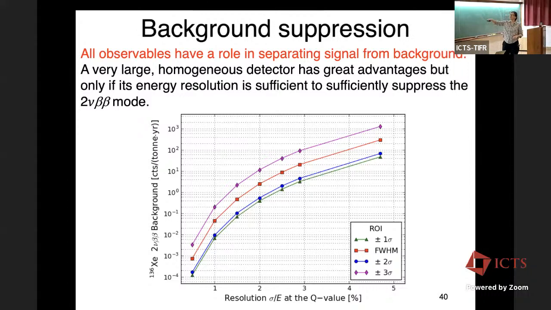So our goal for the ton scale will be something like 1 count per ton year. And so to achieve 1 count per ton year, we need a resolution of sort of 2% sigma over E to have less than 1 count in our region of interest. And we can push that even further. We can get it down to 0.1 counts per ton year if we get to 1% energy resolution. So it's not necessarily essential to get down to like 0.1% energy resolution, which we hear sometimes from the solid state detectors. They're also using that to discriminate background, but these large detectors have a different handle.